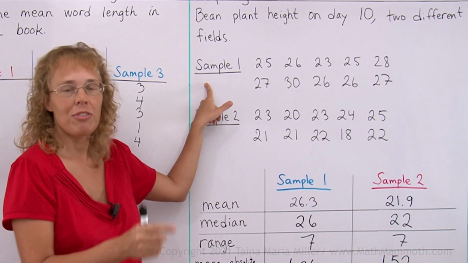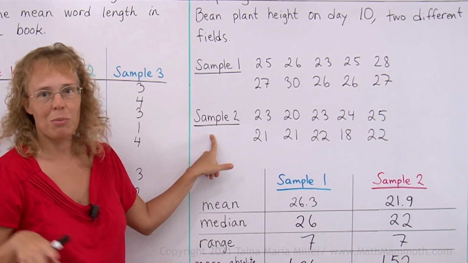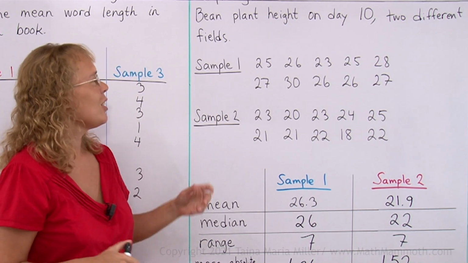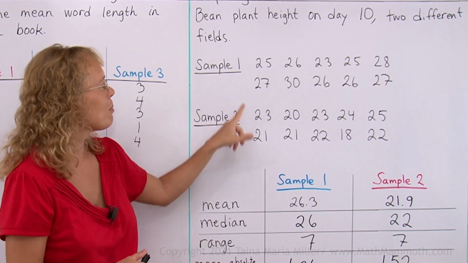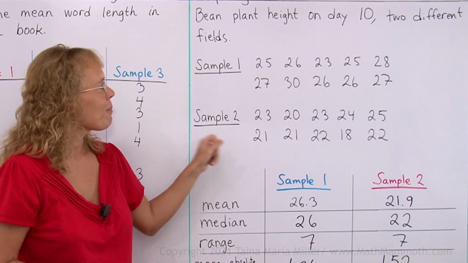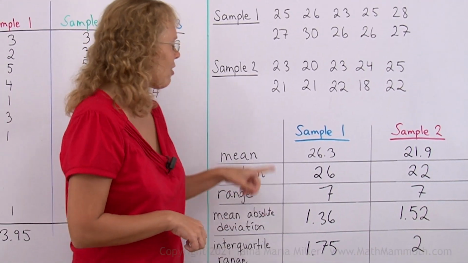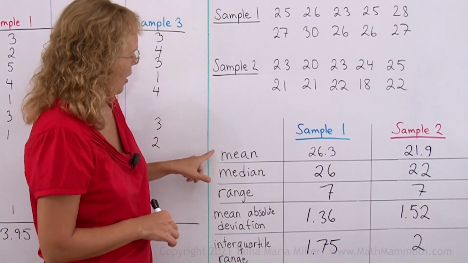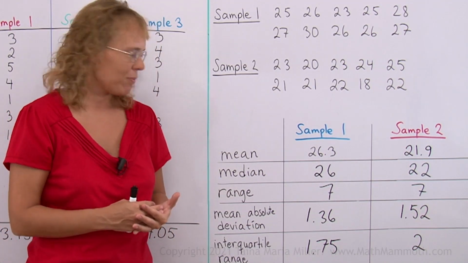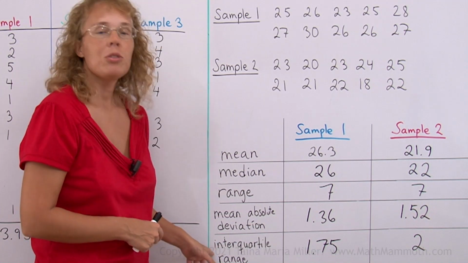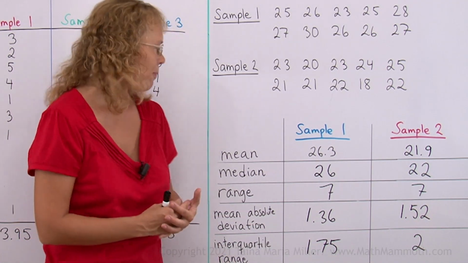Sample 1 from field 1, sample 2 from field 2. And then you want to study the situation. You measure how tall they are in centimeters, 10 different plants for each field. And then you calculate all these numbers. The mean and median have to do with the central tendency of the data. Then the rest have to do with the variability within the data.